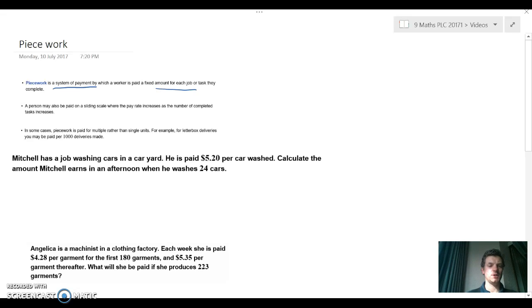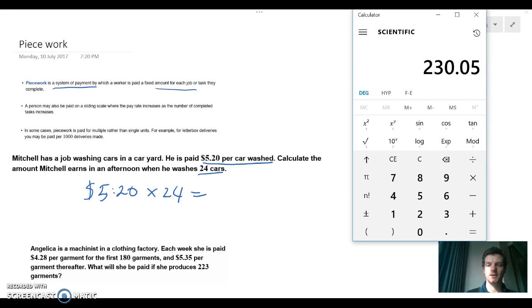So Mitchell has a job washing cars in a car yard. He's paid $5.20 per car he washes, and we want to find out how much he earns in the afternoon when he washes 24 cars. So this one's pretty simple to start with. It's $5.20 multiplied by the 24. Now we can just pop that into the calculator.